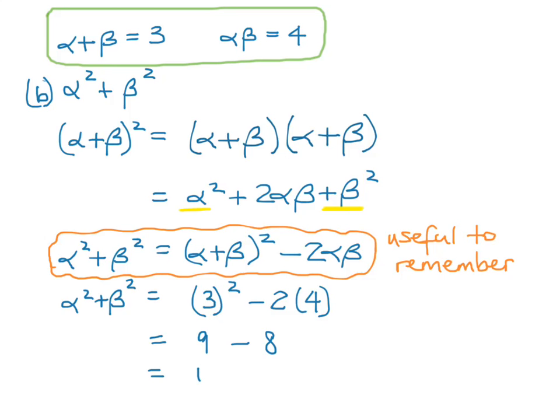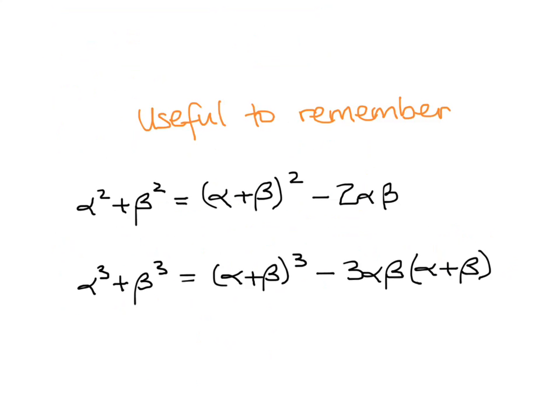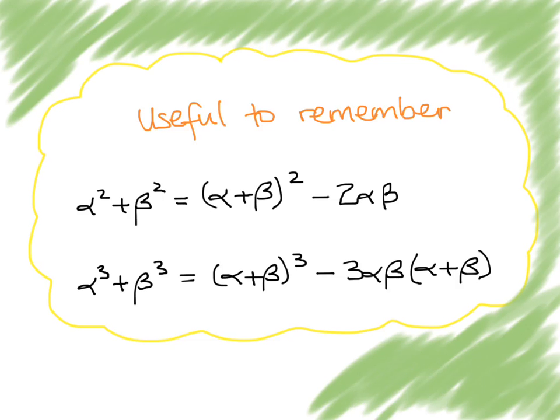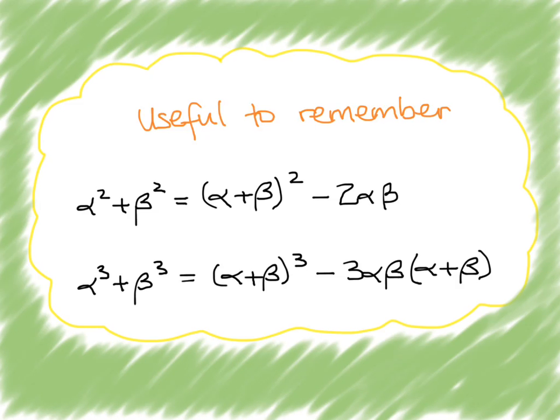So this here is a pretty useful equation to remember. And as a matter of fact, it's useful enough that here are 2 equations that I'd like you to remember. I suggest you take your time and write them down somewhere and highlight them and refer to them periodically. Alpha squared plus beta squared is equal to alpha plus beta all squared minus 2 alpha beta. And alpha cubed plus beta cubed is equal to alpha plus beta all cubed minus 3 alpha beta all multiplied by alpha plus beta.